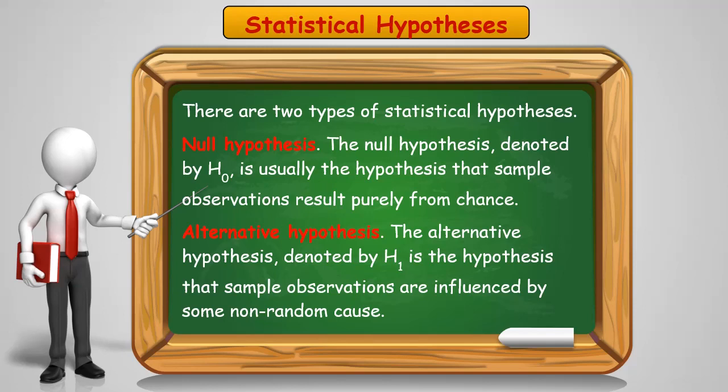There are two types of statistical hypothesis. There's the null hypothesis, and it's denoted by H0, and it's usually the hypothesis that sample observations result purely from chance. The alternative hypothesis, denoted by H1, is a hypothesis that sample observations are influenced by some non-random cause.